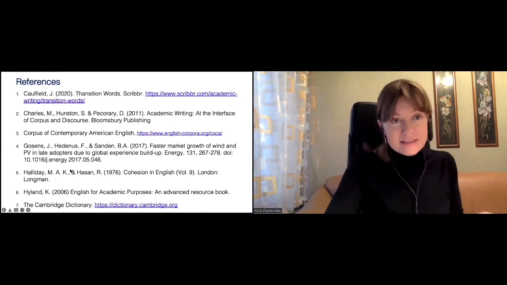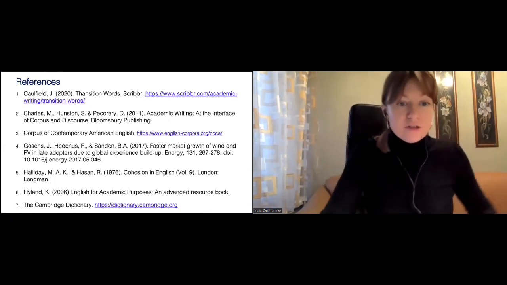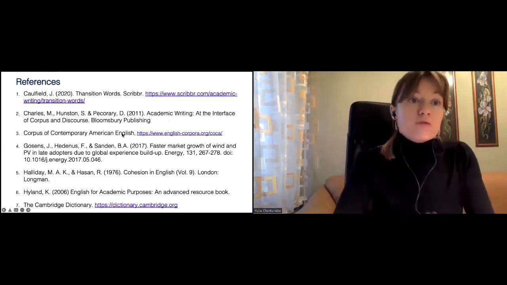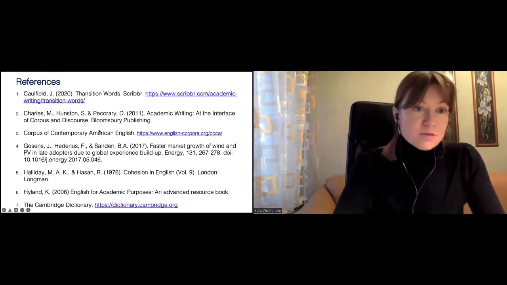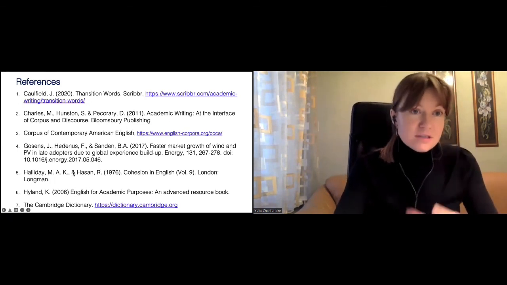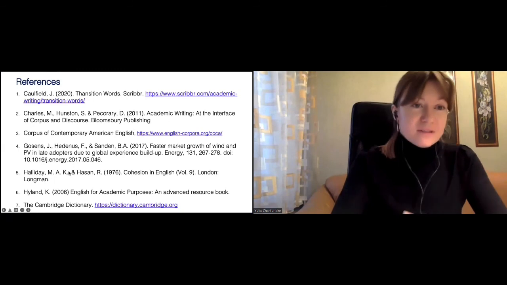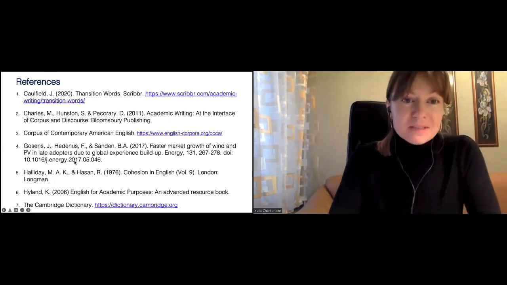So this is the same list of references that I've used. As you can see, I have not only theoretical literature, but also corpus and dictionaries. So never forget that there are dictionaries available in the corpus.